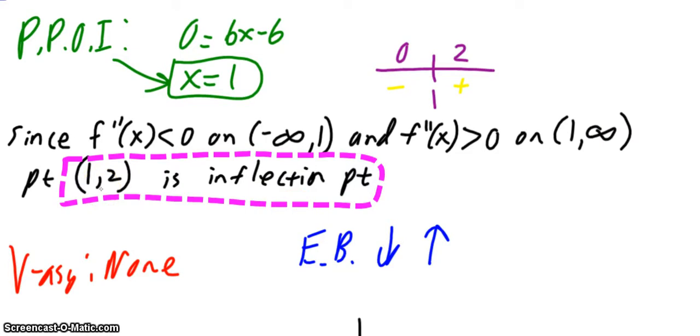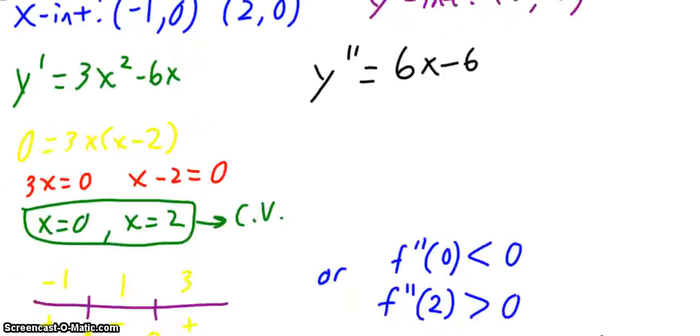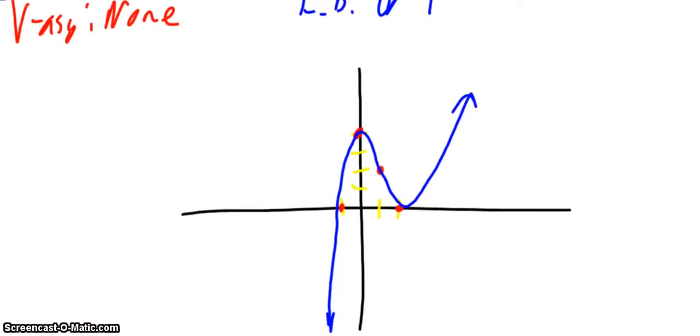There is no vertical asymptote, there is no horizontal asymptote because it's a polynomial, but the end behavior is down left, up right. And I know that, remember, the degree is odd, the leading coefficient is positive. So that's how I know my end behavior is down left, up right. So now I can plot my intercepts, my maximum and my minimum and my inflection point, and using my end behavior I can get an idea of what the graph looks like.